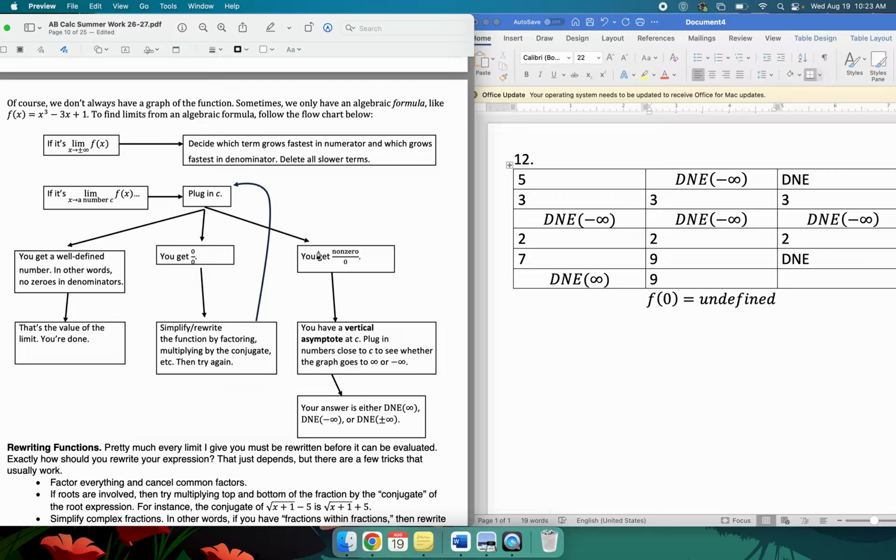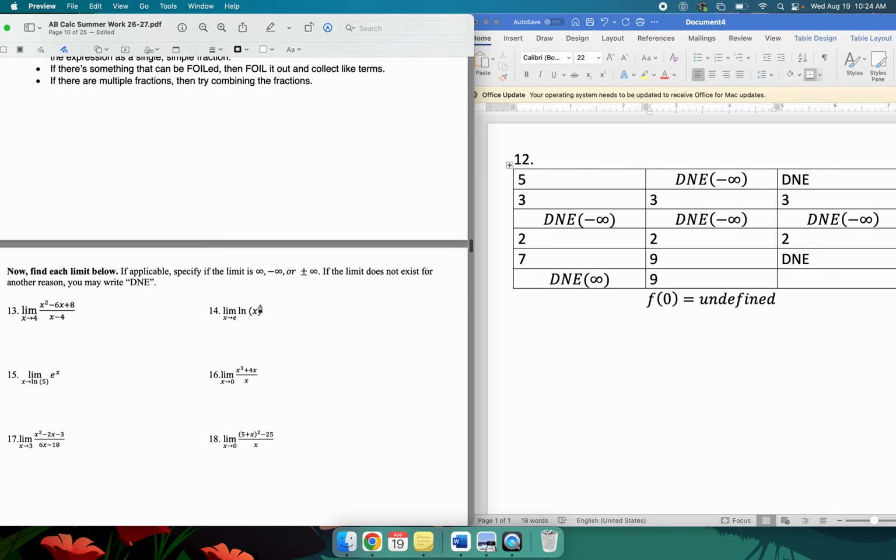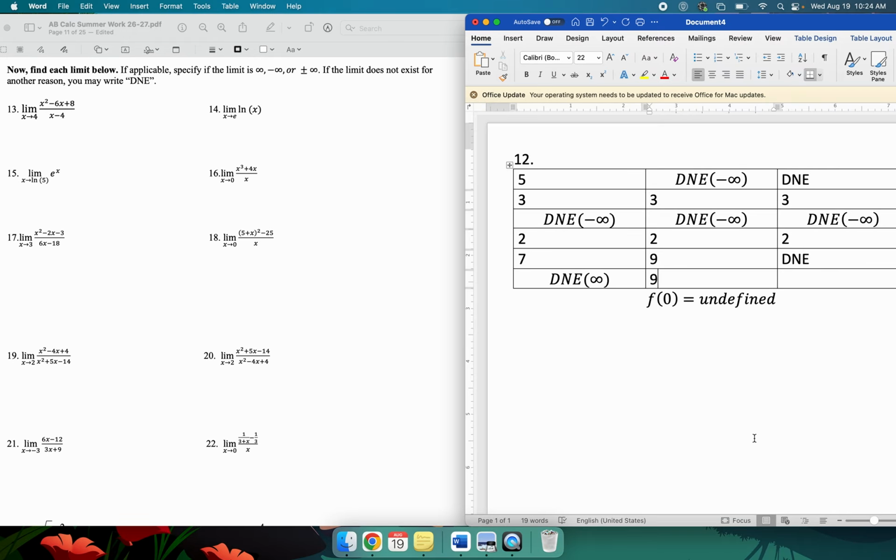The last option is if you plug in c, you might get a non-zero number over 0, like 5/0 or 7/0. If that occurs, then you have a vertical asymptote, and you're obligated to figure out whether the function is approaching positive or negative infinity on either side of the vertical asymptote. I'll talk about that in more detail when we get into the problems. So let's get started on these guys here.